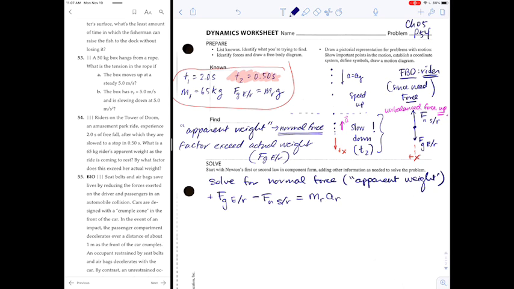And I can solve for the normal force by rearranging. So if I do that, I'm going to keep the normal force on the left. I'm going to subtract the gravitational force onto the right. And then I'm going to flip all the signs just to make the normal force positive.